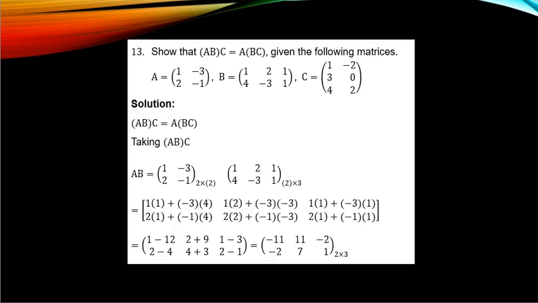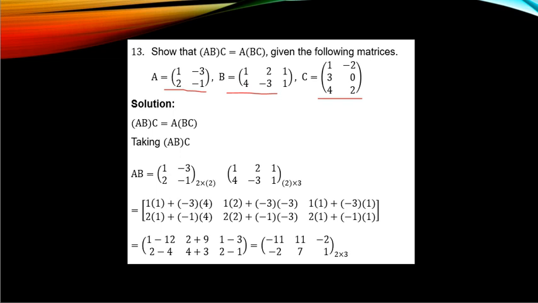Example 13: show that the product of AB and C is equal to A and the product of BC, given the following matrices. This is the associative property of matrix multiplication. We want to show that the property is true. So you have matrix A, matrix B, and matrix C.